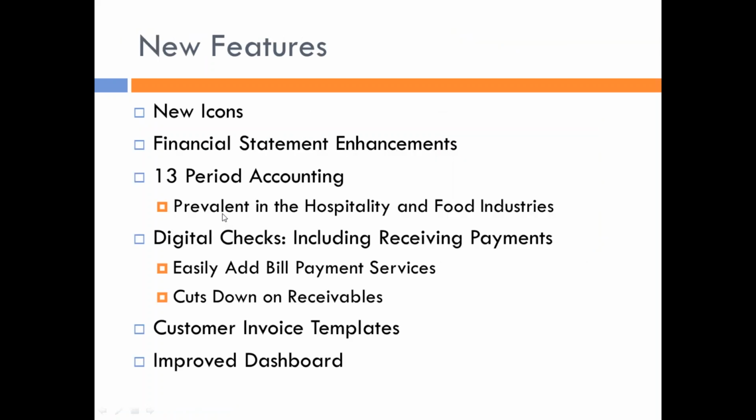First of all, the basic things I'm going to be showing is we have some new icons, a little bit of a new look for some of the screens. I'm going to show a lot of different financial statement enhancements, mainly dealing with ease of printing things, but a little bit else. And we now offer 13-period accounting. This is very prevalent in the hospitality and the food industries. So by being able to offer it to your clients or potential clients in those areas, you can increase your revenue.